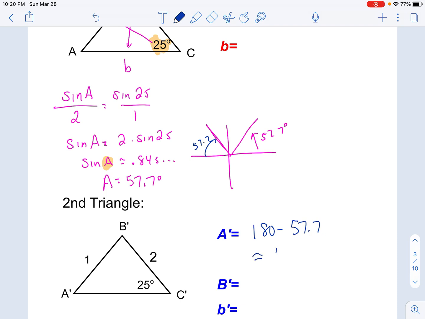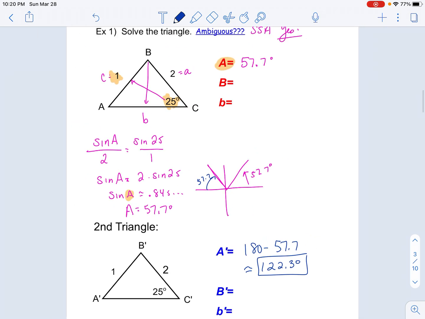So angle A would be approximately 122.3 degrees. Okay, so in the triangle up above, I'm going to go ahead and put in 57.7. And in the triangle down below, I'm going to go ahead and put in 122.3 degrees.